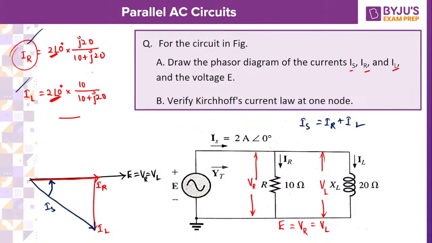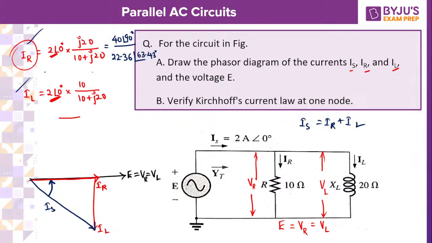So 2 into 20, it will be 40. The numerator is 40 at an angle 90, divided by the denominator, root of 10 square plus 20 square. That is 500, and the root of 500 will be 22.36. What is the angle? 20 divided by 10, that means tan inverse 2. Tan inverse 2 will be 63.43.